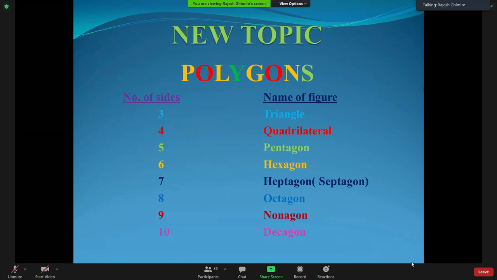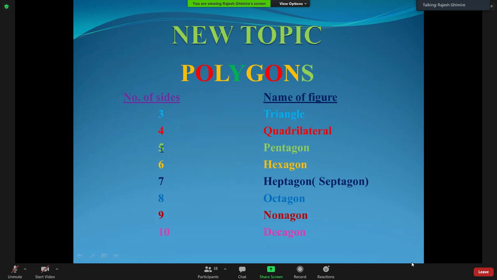It is known as octagon. Don't forget, if it is bounded by 3 sides, triangle; 4 sides, quadrilateral; 5 sides, pentagon; 6 sides, hexagon; 7 sides, heptagon; 8 sides, octagon; 9 sides, nonagon; and 10 sides, decagon.